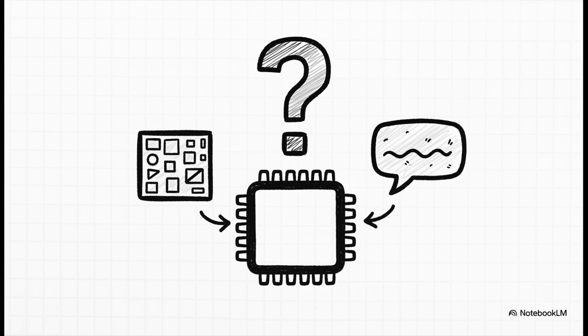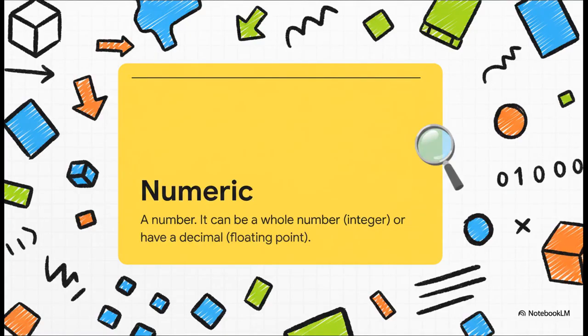In programming, these different kinds of information are called data types, and we're going to check out the 3 most common ones. First up, we've got numeric data. This is pretty straightforward. It's just numbers. It could be a simple whole number, like 2, or what's called a floating point value with a decimal, like 23.42.